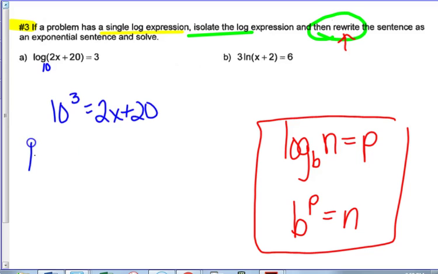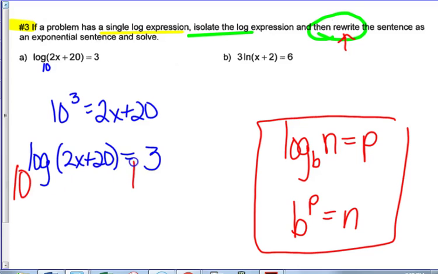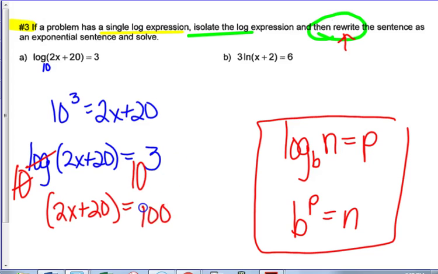Now, a lot of your teachers last year, and it's fine, I have no problem with you doing it this way, but this is what they did. They said, we're going to exponentiate both sides. Do you remember doing this? Because then 10 and log cancel each other out. And over here, 10 to the third is 1,000. Is that exactly the same thing I did? Yes.